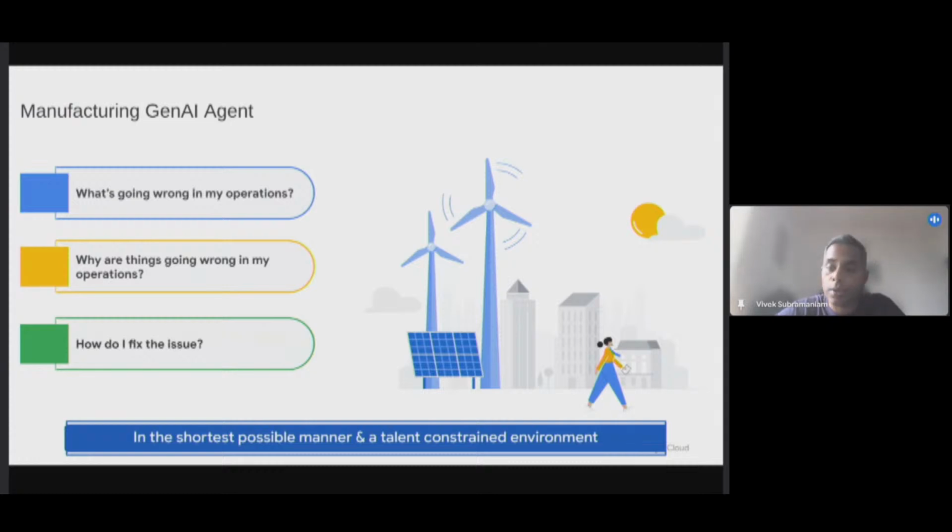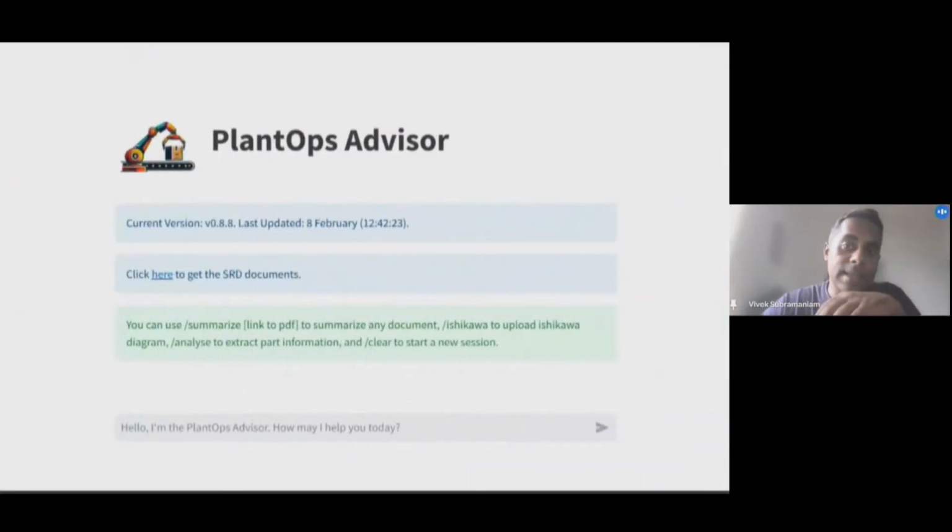Like, they want to know what's going wrong with their operations. They want to know why things are going wrong. And of course, they want to know, how do I fix the issue when things go wrong? And we believe that generative AI has a role to play here. And let me show you this through an example.